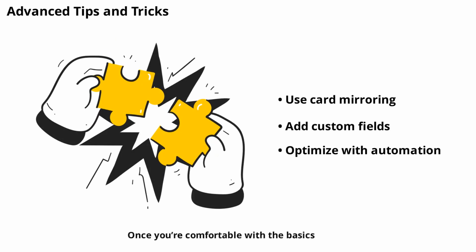Once you're comfortable with the basics, explore advanced features like card mirroring, custom fields, and advanced automation. These tools can help you tailor Trello to complex workflows and save even more time. Experiment with different setups to find what works best for you and your team.